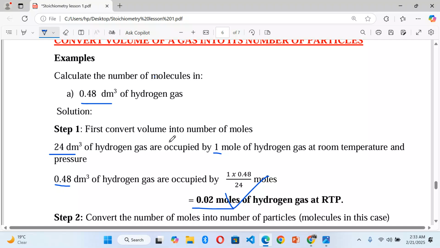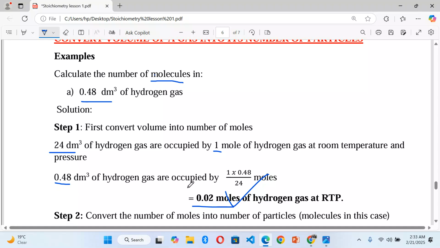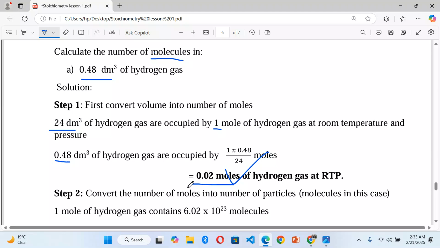You recall in the question they want us to calculate the what? The molecules. So we haven't reached the answer. That's why we say go to step 2. Our step 2 is to convert the number of moles into number of particles. In this case, we said our particles are the molecules. Are we together there?